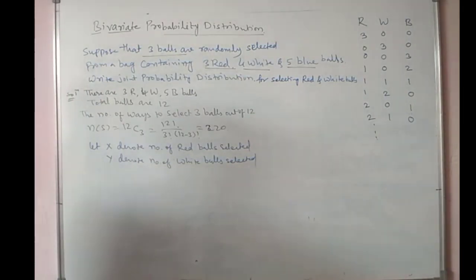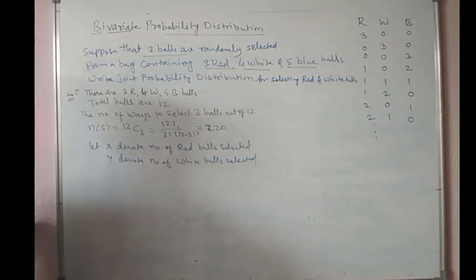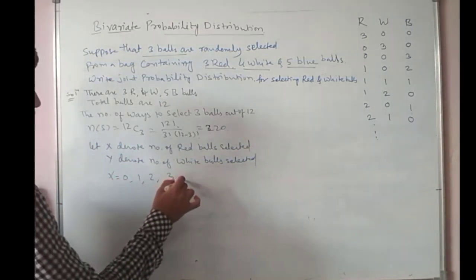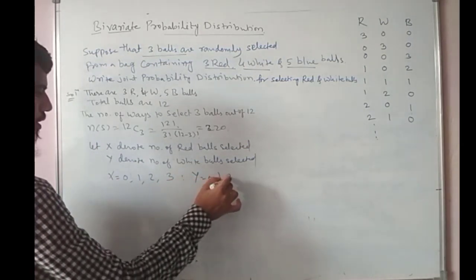So what are the possible values of X and Y? X takes either 0 value or 1 value, 2 value or 3 value. Similarly, Y takes 0, 1, 2, 3.